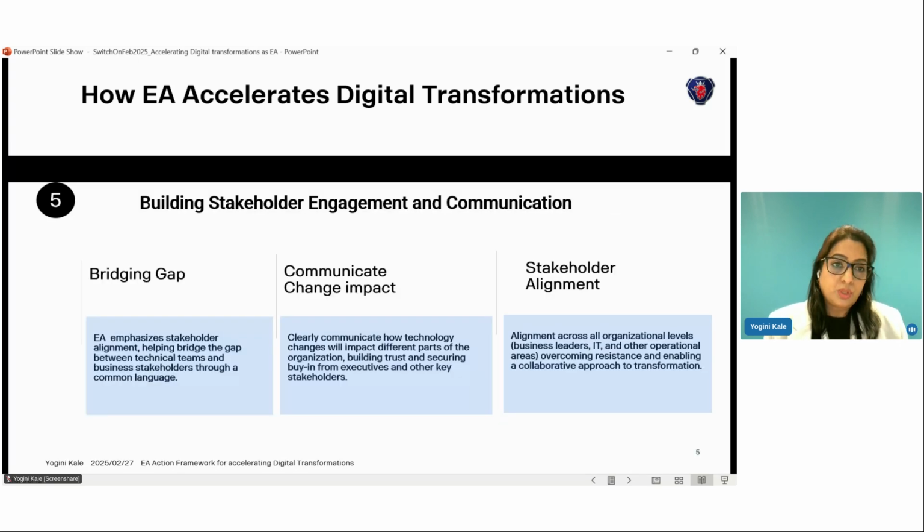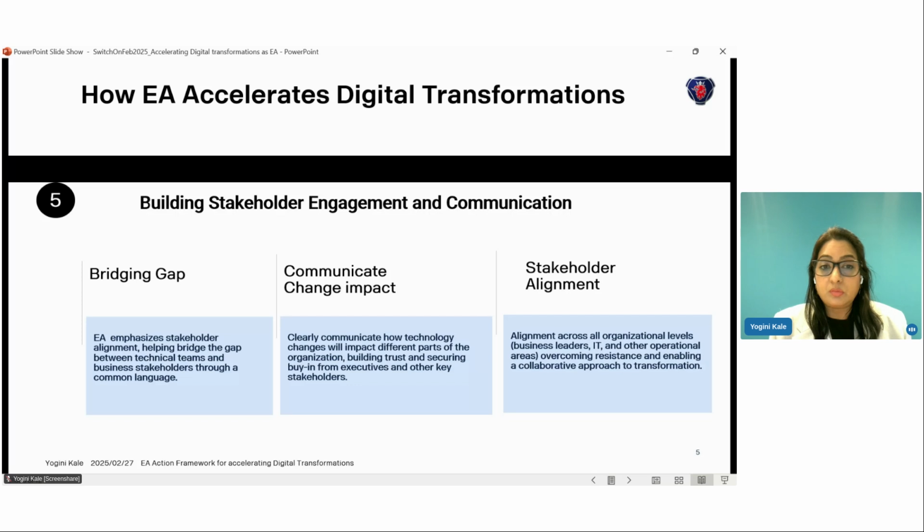And the last, but most important aspect is the communication aspect, where we can build stakeholder engagement and bridge the gap across multiple teams, either technical or business. And in an organization, enterprise architects are those rare teams who understand both technical and business languages. So we can leverage that strength to make sure that we bridge the gaps between the technical and business teams.